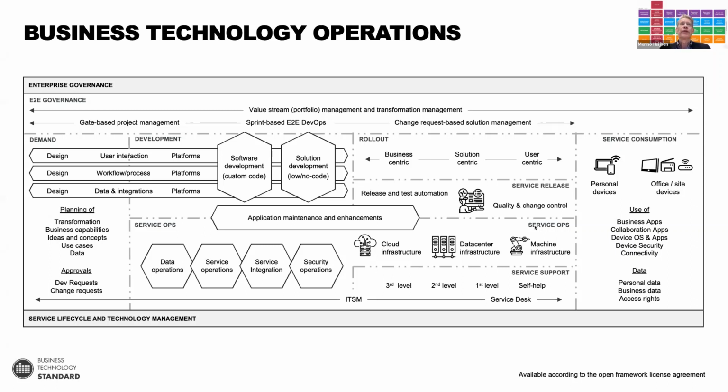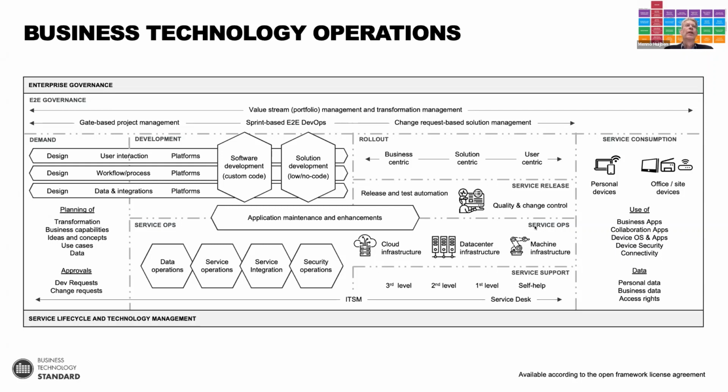So it also follows the logic again, that from left to right there goes the demand, the development, the rollout, the service consumption in the end, and it has the elements where we do case-based project management, or sprint-based, or change request-based solution management. Then it goes lower into the design, whether it's user interaction, workflow, data, etc.